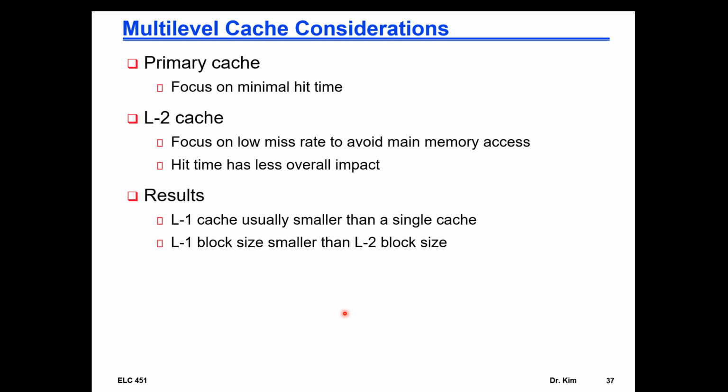For level 2, what we want to do is minimize the miss rate. So we're going to make it bigger and have a reasonable access time, but we want to essentially avoid the probability that we have to go to DRAM. And that's why level 1 is much smaller. In a multi-level cache, the level 1 can be, and is, much smaller than if you only had a single level. And the block size is also smaller than the level 2 block size, again because you're trying to have that access time keep up with the CPU.